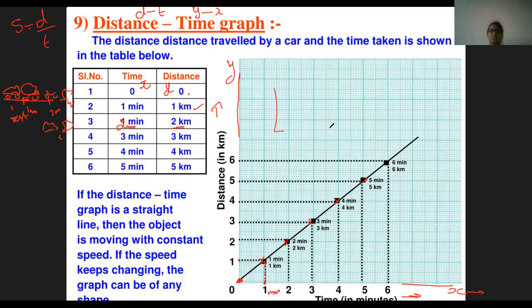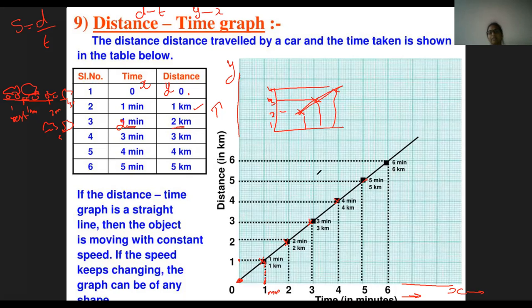So go like this. The distance traveled in the 2nd minute is 2 kilometers, at the 4th minute 4 kilometers. So here we can represent 1, 2, 3, 4 like that, and finally join this line. So we'll get the distance time graph. By seeing this distance time graph, we can easily tell whether the object is moving slower or faster. Everything we're going to decide.